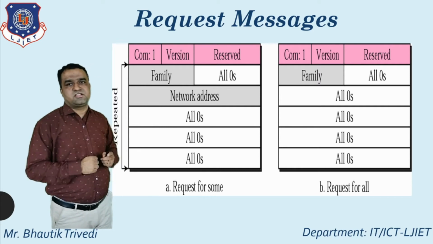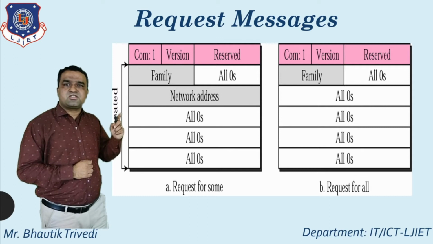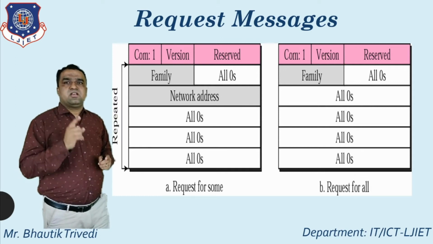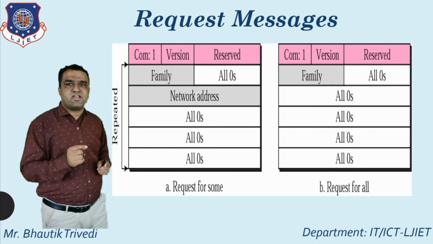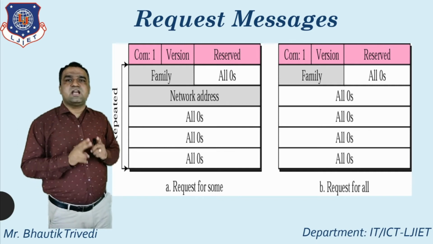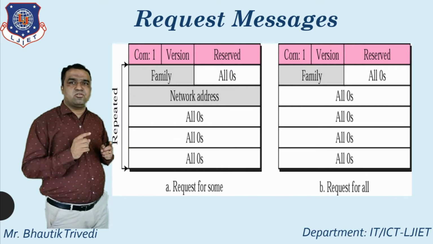So what is the difference? In the RIP message format, the first field is the command. If the value is equal to 1, it is treated as a request. If the value is equal to 2, it is treated as a response. So here in command, it supports the value 1.